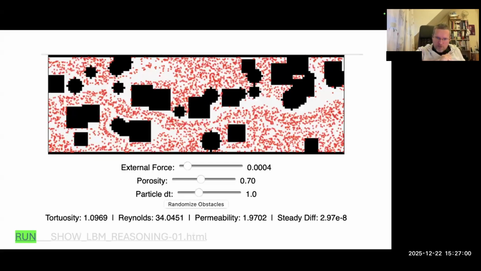And now I will explain how I got to this single prompt. Initially I created this Poiseuille flow. Then I added particles. Then I added obstacles. Then I added the external force. Then I added tortuosity computation. Then something was wrong with the simulation. I had to get back into lattice Boltzmann.